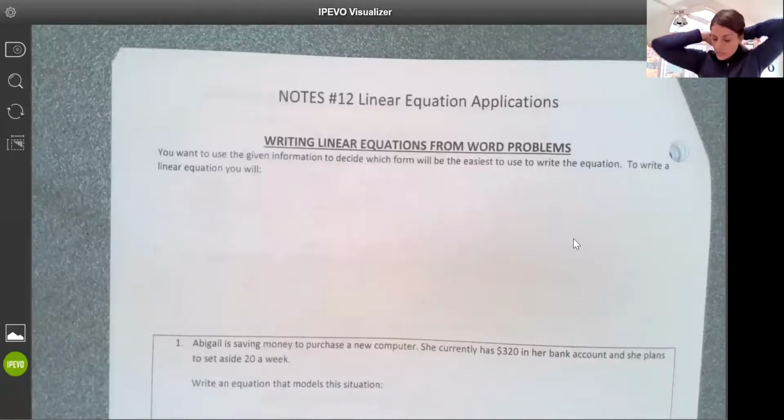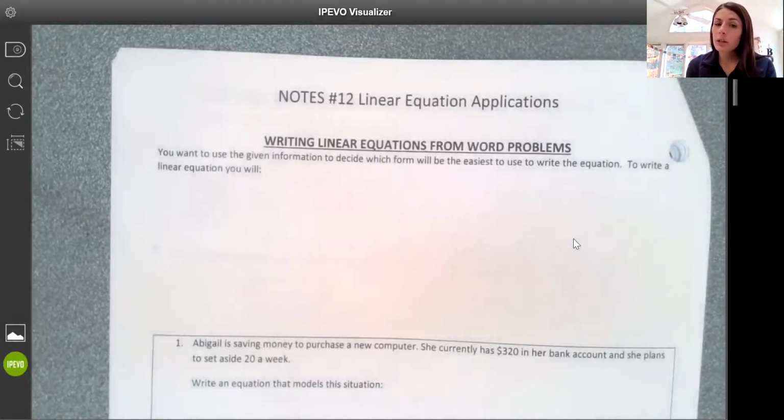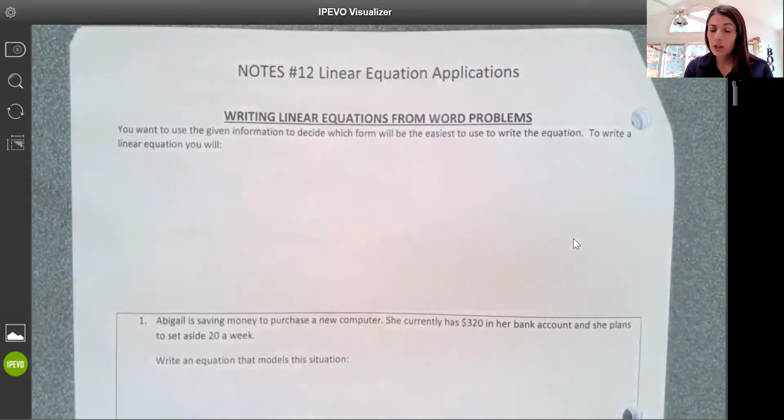Okay, so today's the day that we kind of put it all together. We've been talking about how to write the equation of a line given different pieces of information: given slope and y-intercept, given slope and a point, given parallel or perpendicular and a point, or just given 2 points. Today we're going to look at this in the context of some word problems, some application problems.